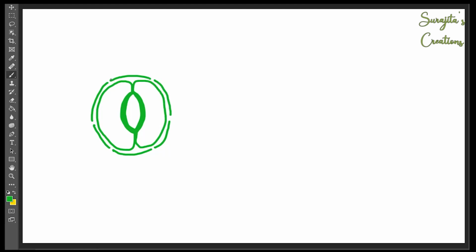So these epidermal cells are irregular in shape, whereas the guard cells are bean shaped. So draw the diagram of the epidermal cells surrounding the guard cells and count the number of epidermal cells. So in this diagram we are going to draw 6 epidermal cells.